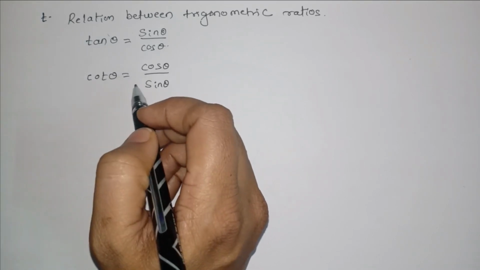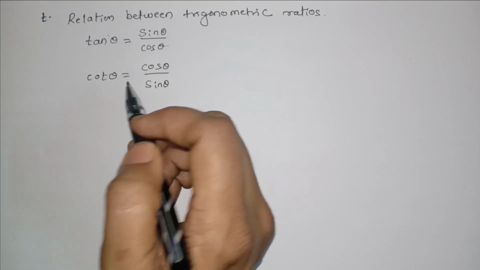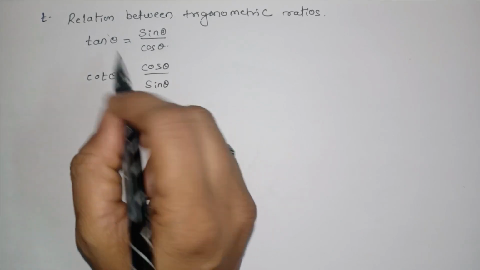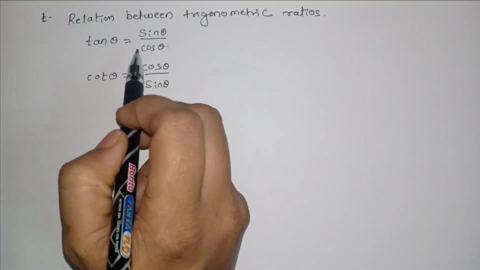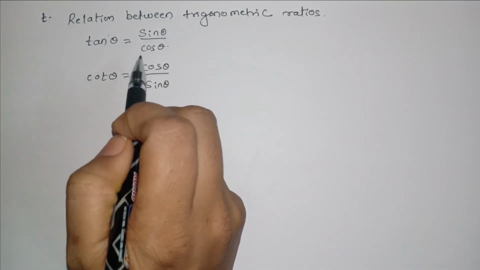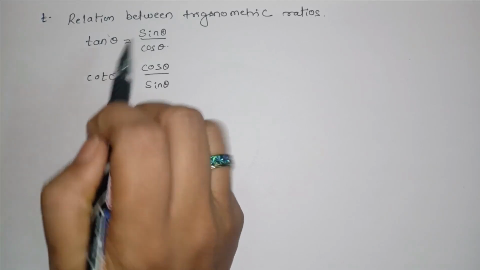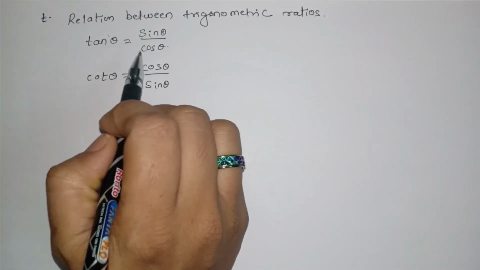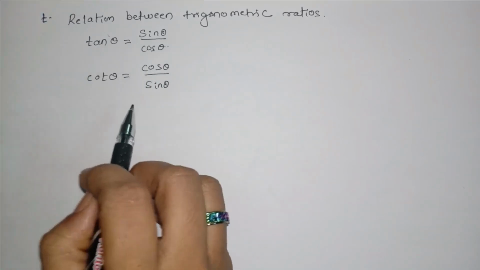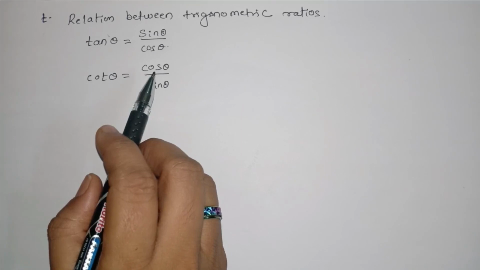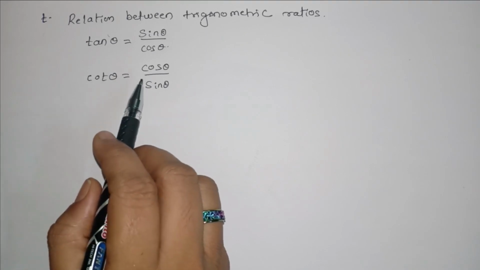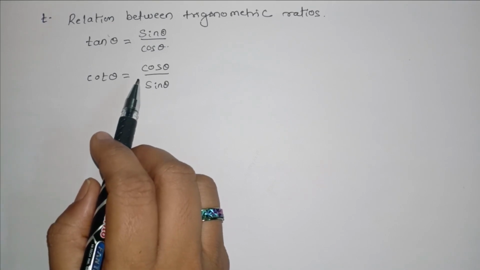So definitions, reciprocals, identities, complementary angles, standard angles, along with the relation between trigonometric ratios: these are the most important things you have to remember in trigonometry. If you remember these, that is enough for you to solve the problems. Let us move on to problem solving. Now I will take one problem which has been asked by one of you.